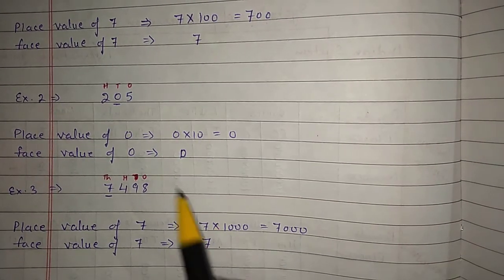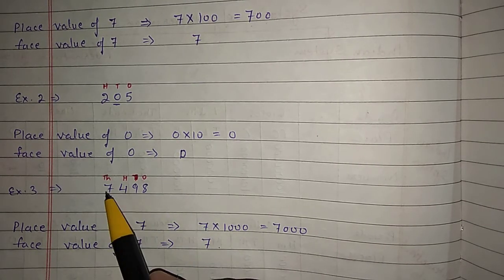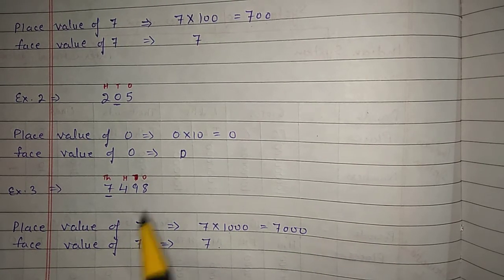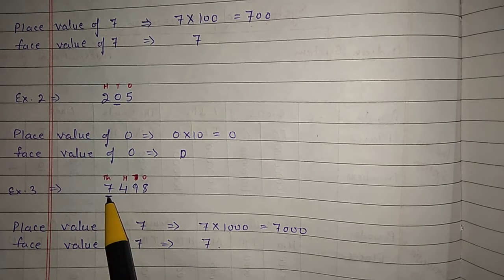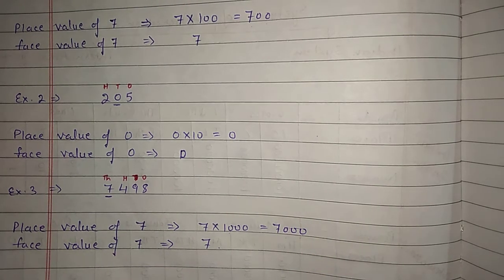7498. We are finding the place value for 7. So 7, and 7 is at which place? Thousands place. So multiply it with 1000, 7000. Or simply you can write like this also: after 7, there are 1, 2, 3 digits, so after 7, 3 zeros will come. Face value of 7 will be 7.